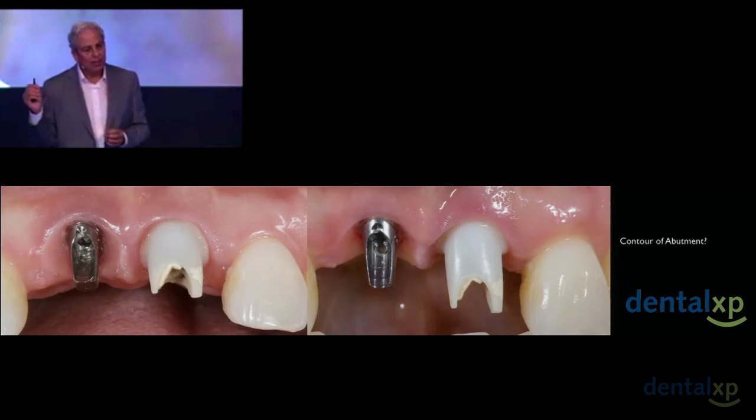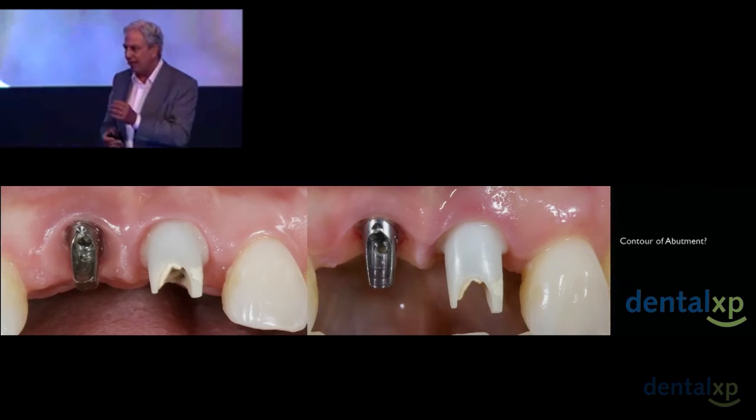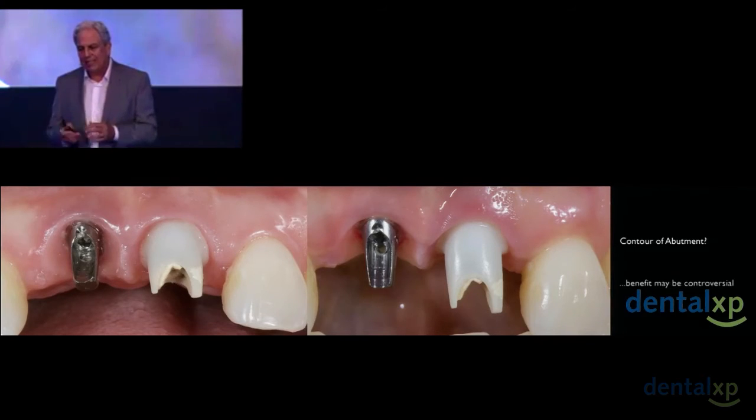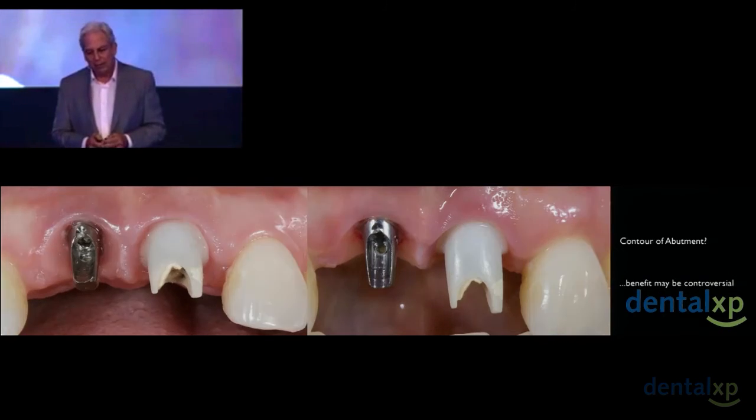Having recession around a titanium abutment, now we're going to be seeing the junction between the zirconia abutment and the crown. Now we're going to be seeing that junction. So as I say in the article, perhaps the contour of the abutment, just because it's a white zirconia abutment, the benefits may be controversial.